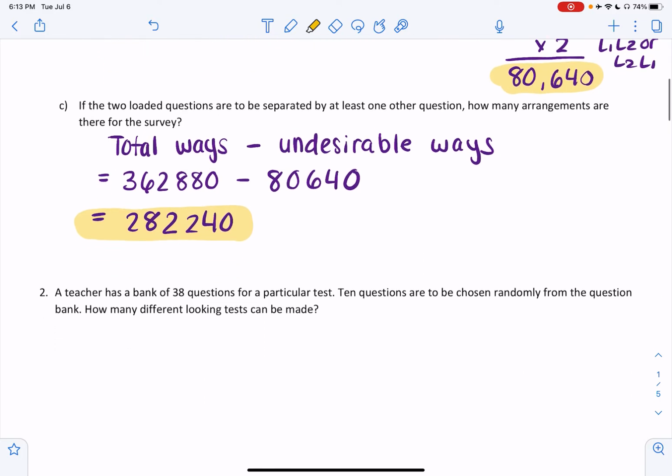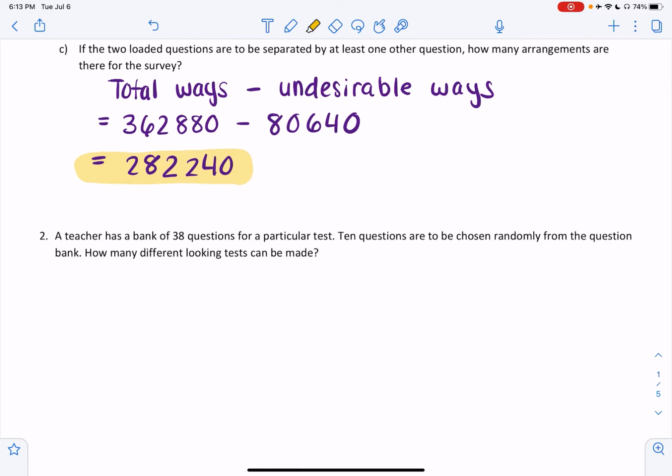Now for our next one, this one's slightly different. A teacher has a bank of 38 questions for a particular test. 10 questions are to be chosen randomly from the question bank. How many different looking tests can be made? So from this bank of 38 questions, we're only choosing 10. So each time we go to make this test, we randomly select 10 of them.